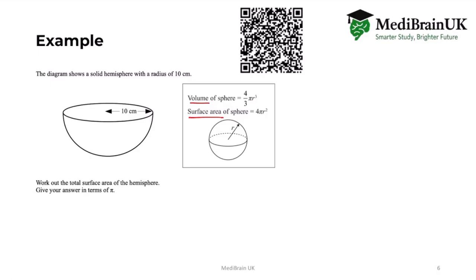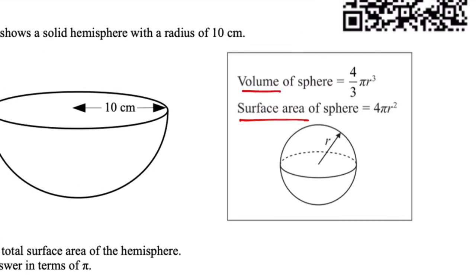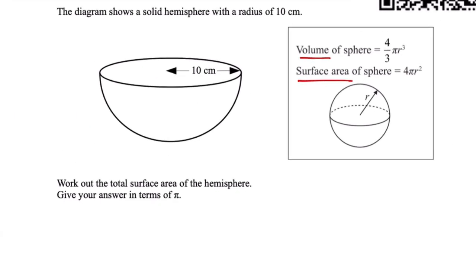So in terms of this question, this formula is for the surface area of the whole sphere. In this case, you only have half a sphere, and this is only for the curved surface as well. So when you're working out the surface area of the hemisphere, you have to work out the surface area of the whole sphere divided by 2 and then add the area of the circle which is at the top. We're going to go through it now. This formula over here is for the whole sphere itself. So it says work out the total surface area of the hemisphere.